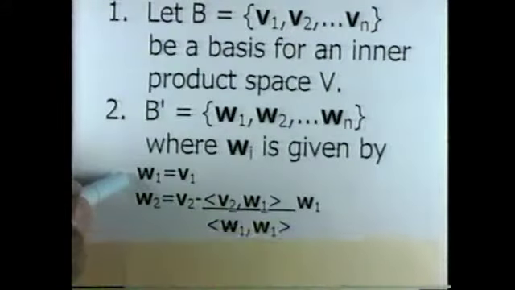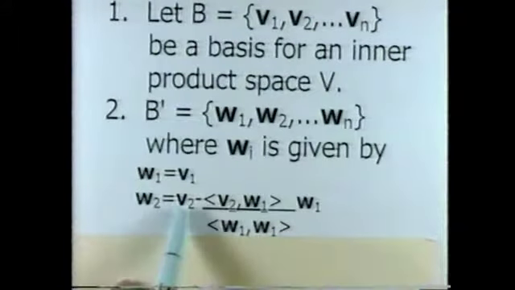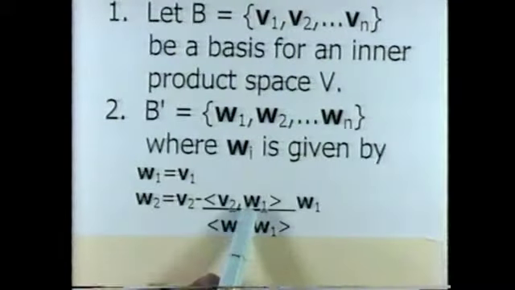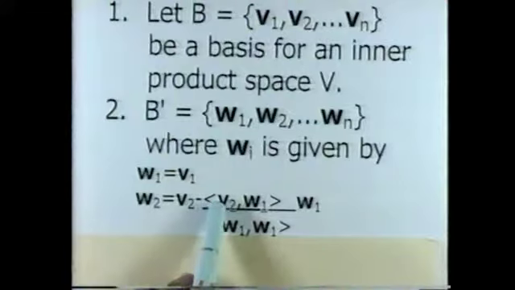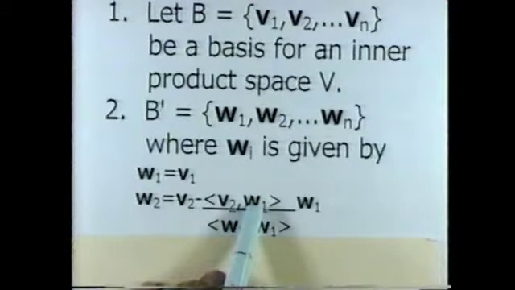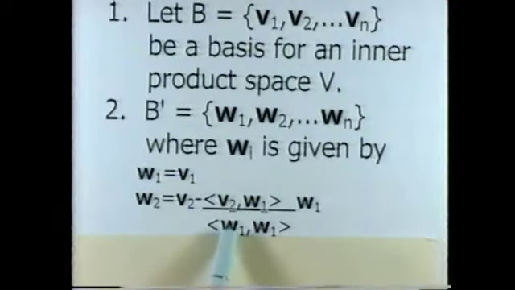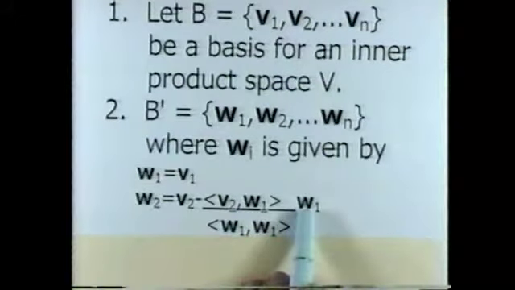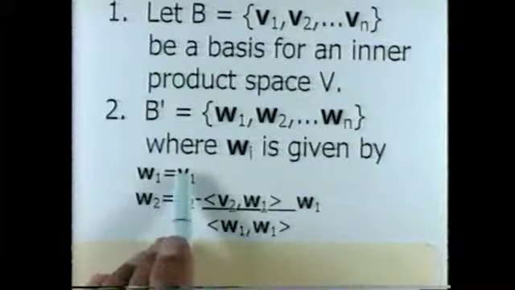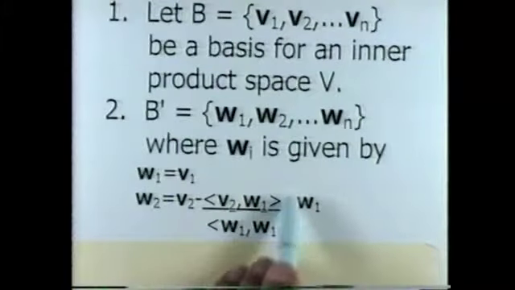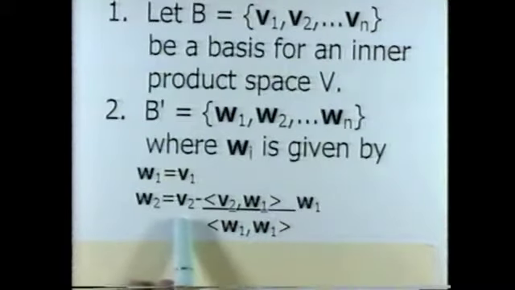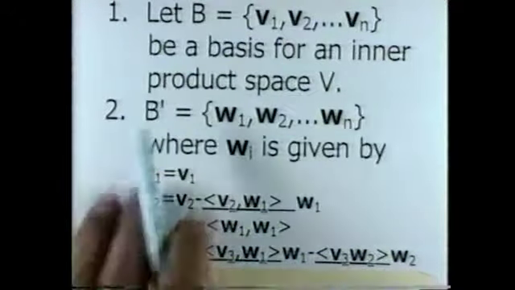W2 is going to equal the second vector, V2, minus the inner product of V2 with W1 divided by the inner product of W1 with W1 times W1. So now for the plane, this is as far as you go. It is exactly what we did before, but using the general inner product notation. But now we can go all the way out to n vectors.